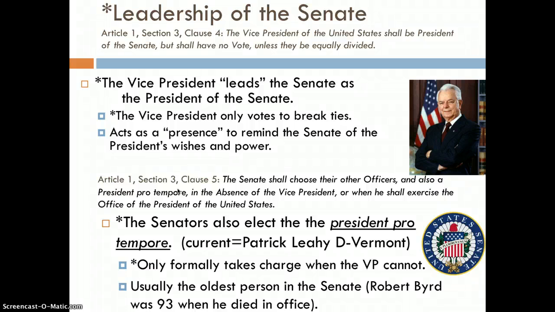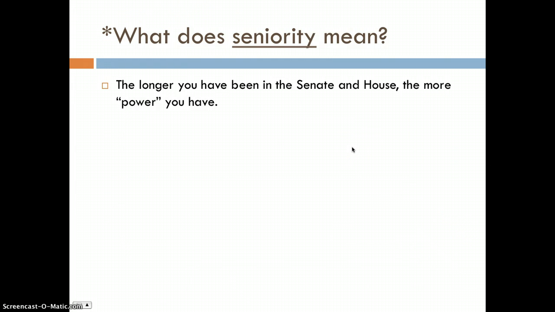The senators also elect the President pro tempore. They only take charge when the vice president can't, and is usually the oldest person in the Senate. So for a long, long time, it was Robert Byrd, who is this dude up here, and he was 93 when he died in office a few years ago. Seniority means that the longer you've been in the Senate and House, the more power you have. Some people have been in the House a really, really long time.